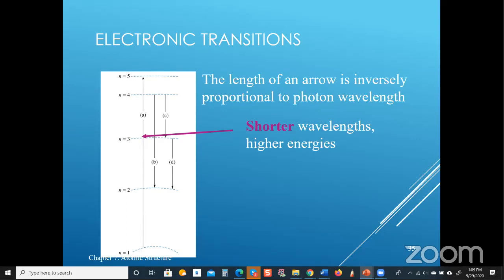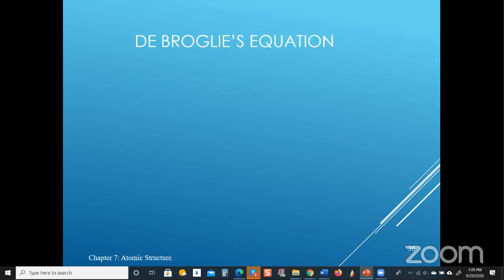Oh, you're making a point here in this slide. Shorter wavelength, higher energies, and vice versa, longer wavelength, lower energies, all right? Okay, so now we're going to get into another topic.